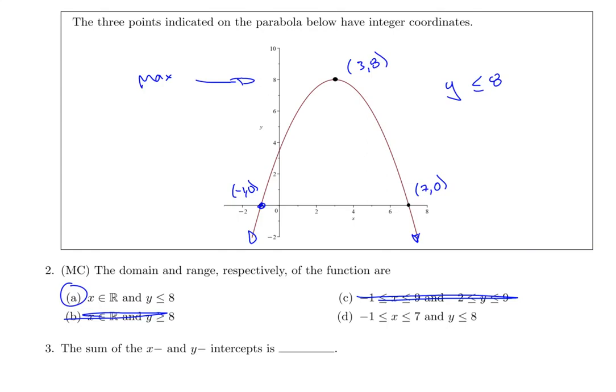So this question, again, it says the 3 points that are indicated on the parabola have integer coefficients. So we've got those 3 points that we can see there. Now, the next question says the sum of the x and y intercepts is... okay, well, the x-intercepts, we'll go down here. I can see right away here the x-intercepts are going to be negative 1 and 7.